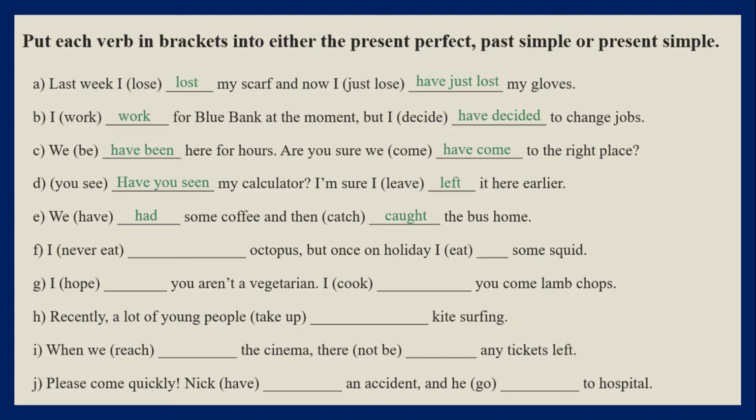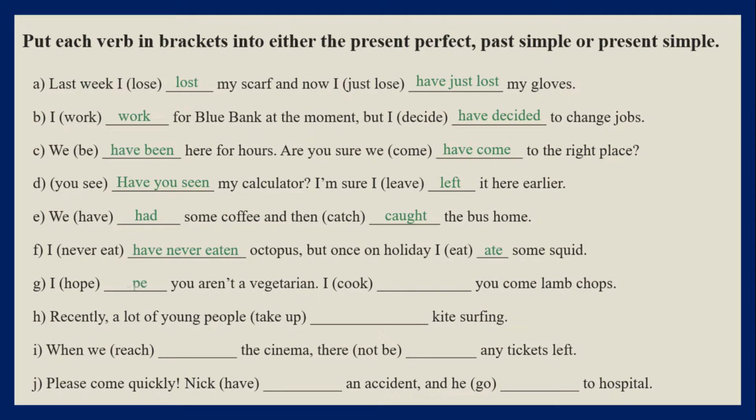We describe main events one after another using past simple. F. I have never eaten octopus. You're talking about something that you have never experienced in the past, using present perfect and never. But once on a holiday, I ate some squid. Because once on holiday is a specific past time, so you need to be using past simple.